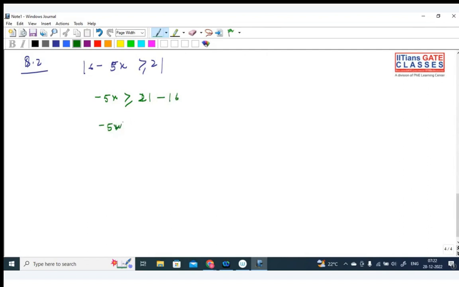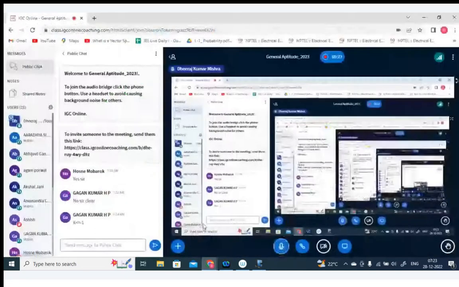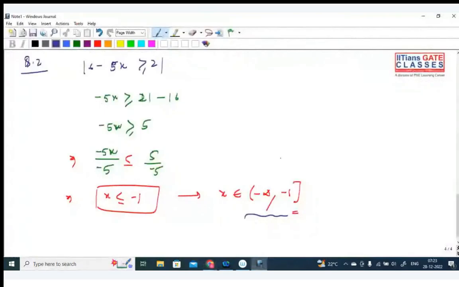Minus 5x, and this is basically, if you subtract, it becomes 5. Now you can divide by minus 5 on both sides. If you are dividing by minus 5 on both sides, the inequality sign will change. So it is going to be x less than or equal to minus 1. Okay, I believe this is fine for everyone. So how can you represent this? You can represent this as x is an element of minus infinity to minus 1, with a closed bracket. This is the mixed inequality, you can say. Yes, Gagan, perfect. Please keep this in mind, and you can also represent it on a number line. This is minus 1, and you put a solid circle here. This is how we can represent it.